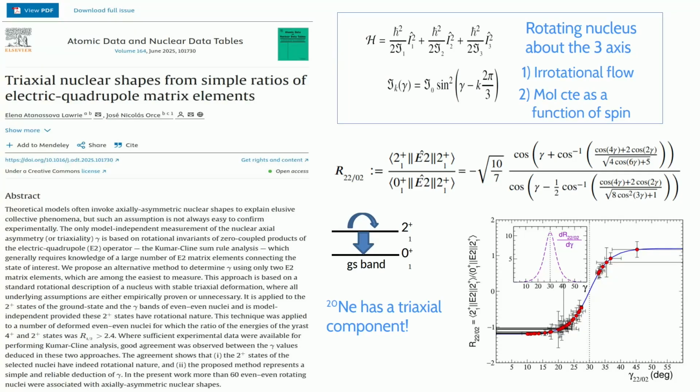Sure. So your conclusion is around 30 degrees for neon 20? Actually, we get 9 degrees. It's almost prolate with a small deformation. 0 degrees is prolate, 60 degrees is oblate, and 30 degrees is triaxial. I didn't mention that. Triaxial is in between 0 and 60, right? So for neon 20, with the available information, we get about 9, 10 degrees.